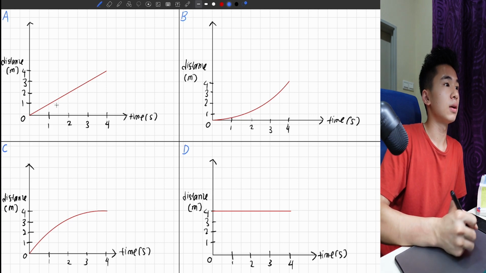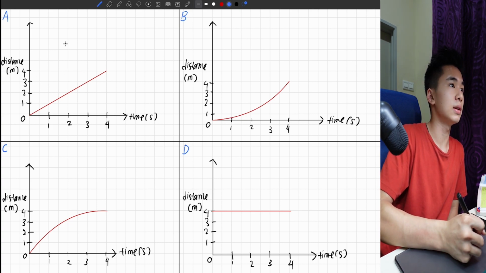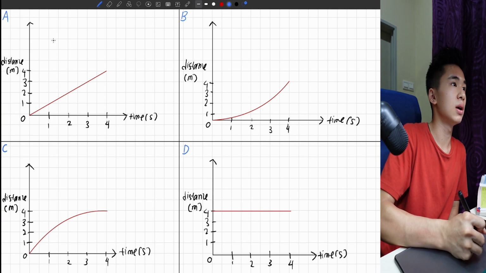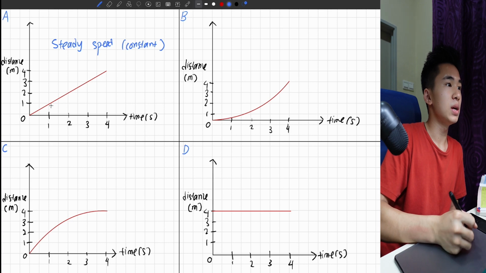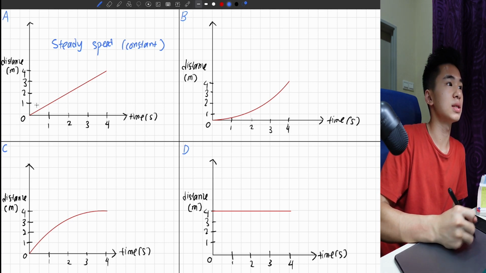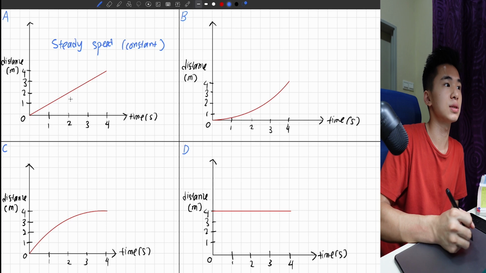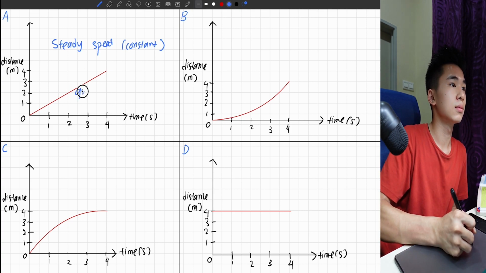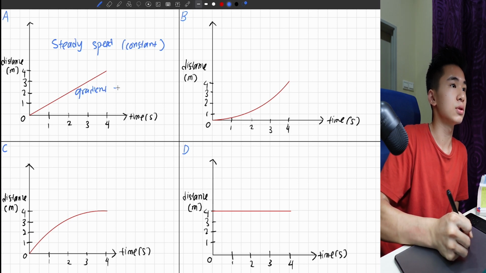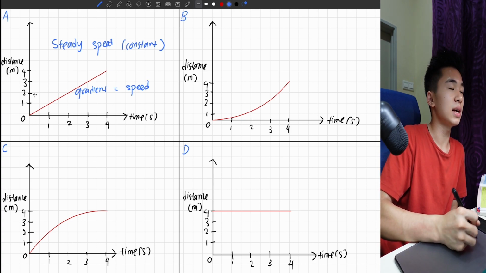So this graph right here, this straight line graph, tells us that the speed is steady, which is constant, okay, which means it has the same speed. So let's check it out. We know that in a distance-time graph, the gradient is equal to speed. Okay, so let's find the speed for this straight line graph.